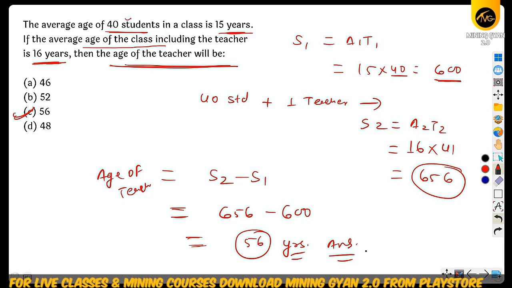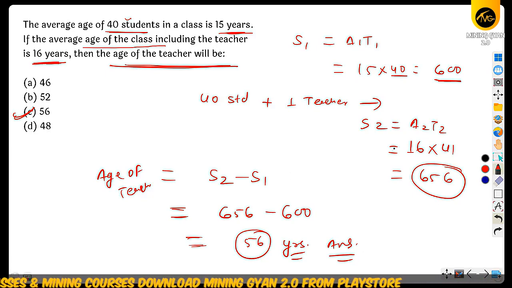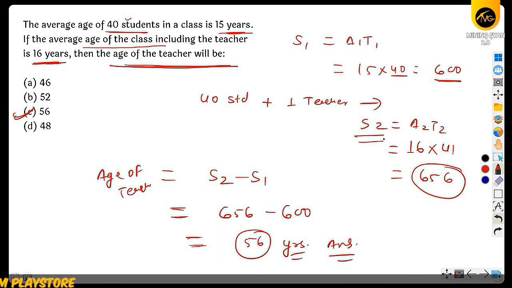Basically we have the two sums. One is the sum without the teacher and the second one is the sum with the teacher. Then just differentiate these numbers, or we can say subtract the numbers, and you will get the age of the teacher who is included in the class.